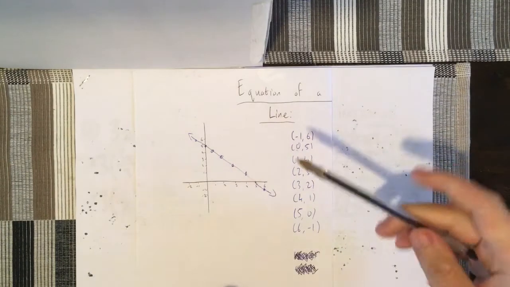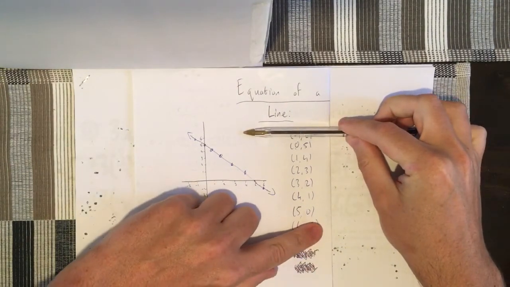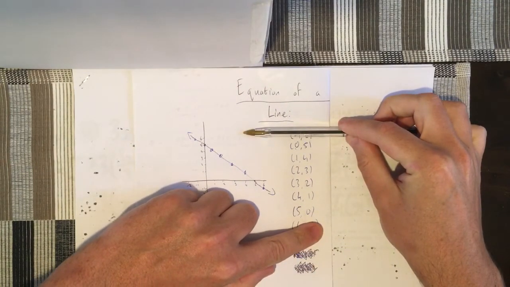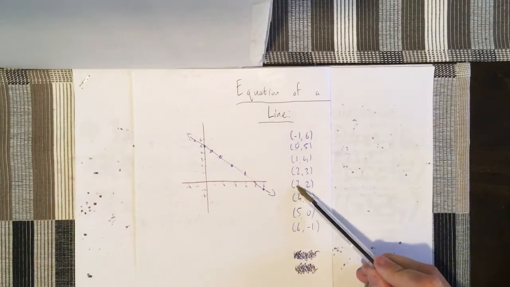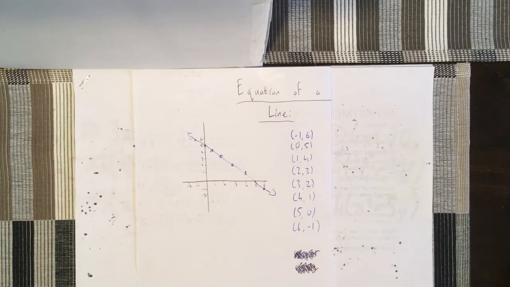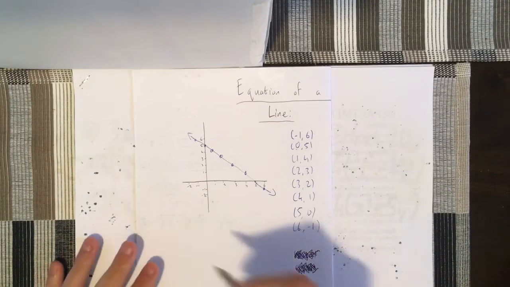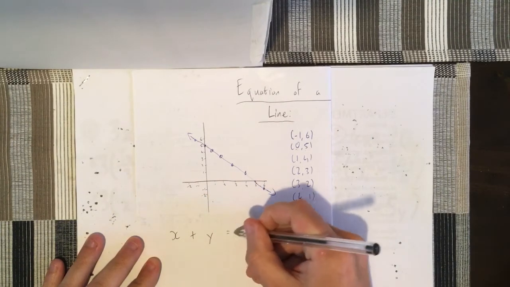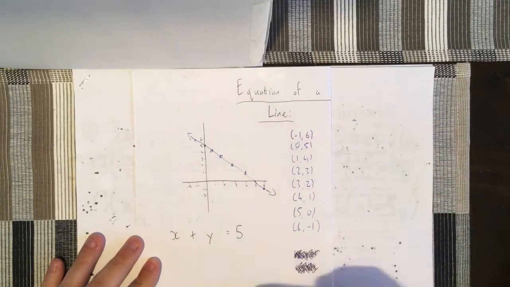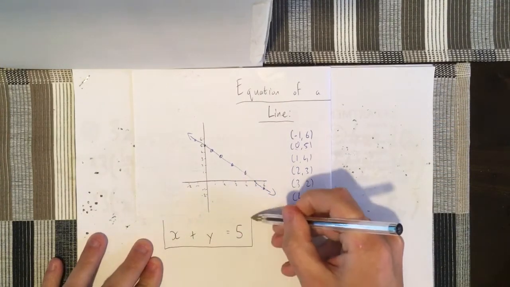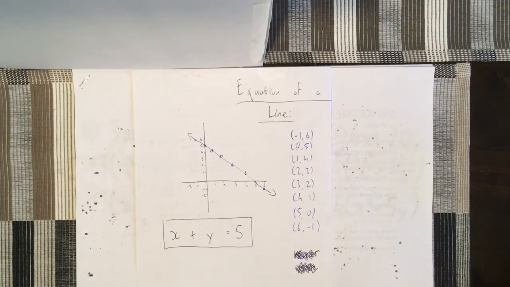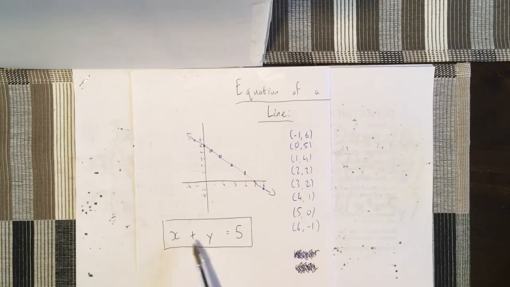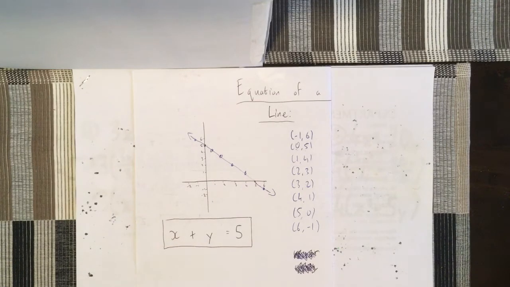So what do you notice about all the points in this line, especially from maybe between those two? So 0, 5, 1, 4, 2, 3, 3, 2. Well, if you add the x and the y coordinate in that line, it's always equal to 5. So x plus y equals 5 for every single point in that line. Well, that is the equation of that line. Okay, so that's all it is. It's a relationship between the x and y values in any point on the line.